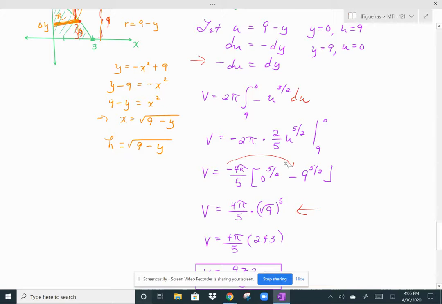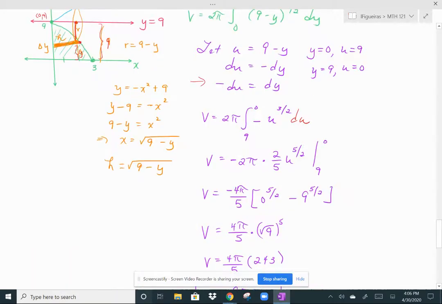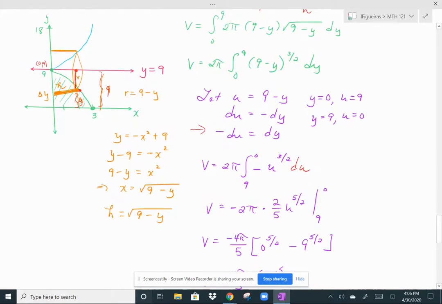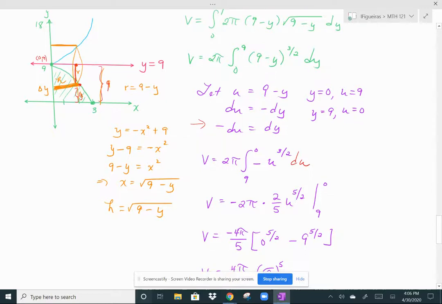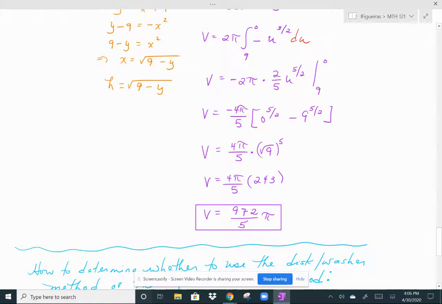And so we need to simplify 9 to the 5/2, which is the same thing as square root of 9 to the 5th power. Square root of 9 is 3. 3 to the 5th power is 243. Multiply 243 by 4 pi, and you get a volume of 972 over 5 pi. This is a much larger number than previous examples, but it's also a much larger solid that's created. The original area was much bigger than previous examples as well.